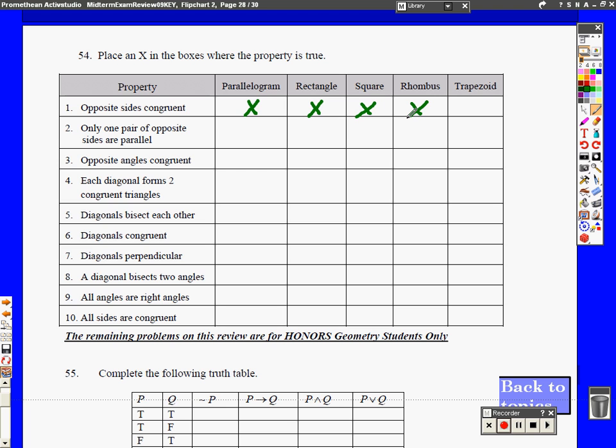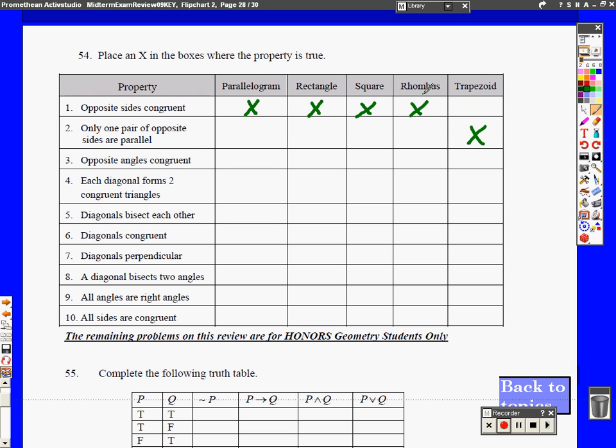A trapezoid, however, does not have both pairs of opposite sides congruent. Only one pair of opposite sides being parallel is a characteristic specific to a trapezoid. It is what makes it different from all of the other types of parallelograms. So only trapezoids have only one pair of opposite sides that are parallel.